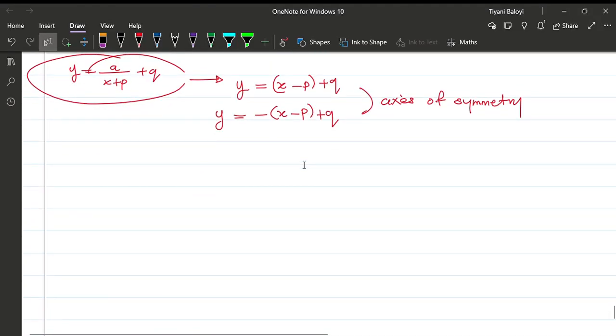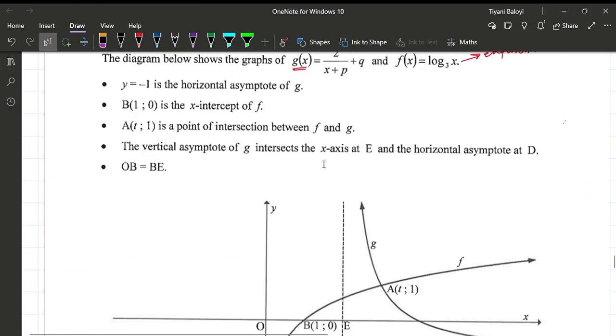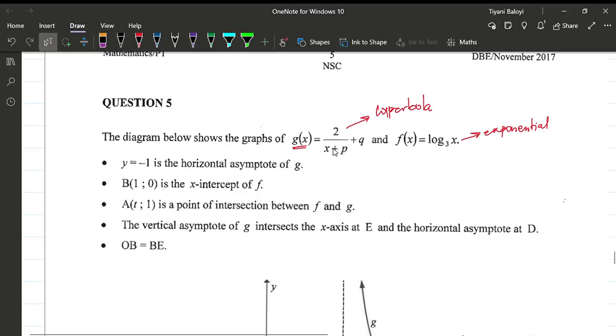So let's just get started with our business of the night. We have 5.1, an equation, actually. It says that we have these equations, right? Now we know what p means. So p gives your vertical asymptote, which is x is equal to minus p, and this is your horizontal asymptote. This is positive, so your graph looks something like this, in the first quadrant and the third quadrant, okay? So this is your exponential. We have already talked about that one, so we won't get to that. We'll get to that at a later stage.